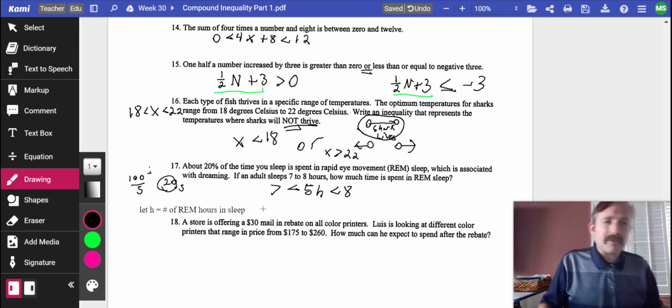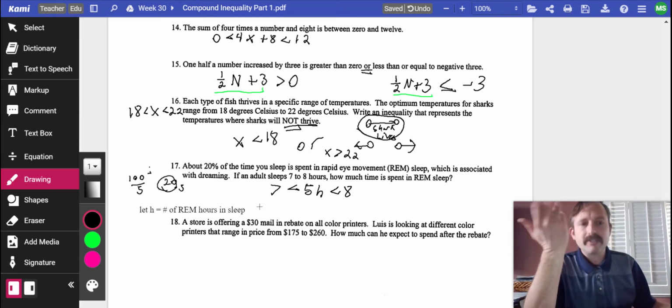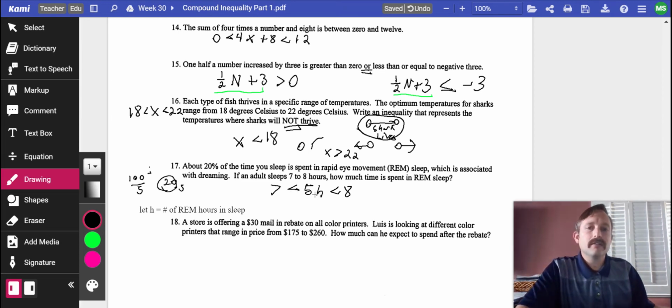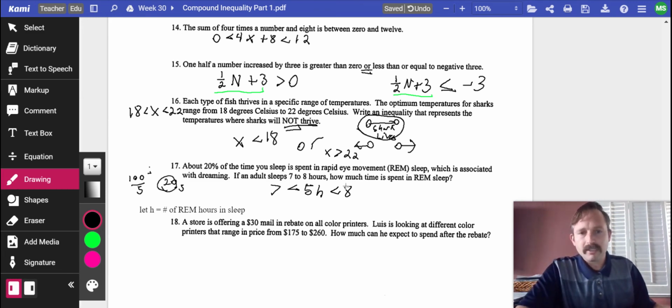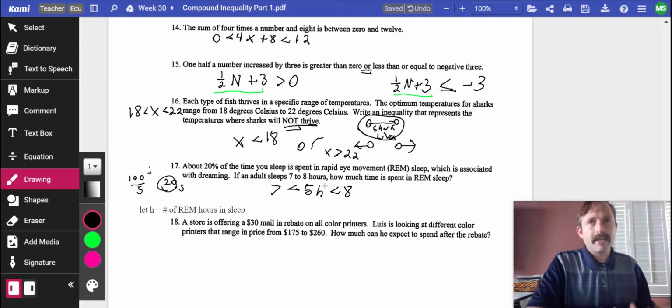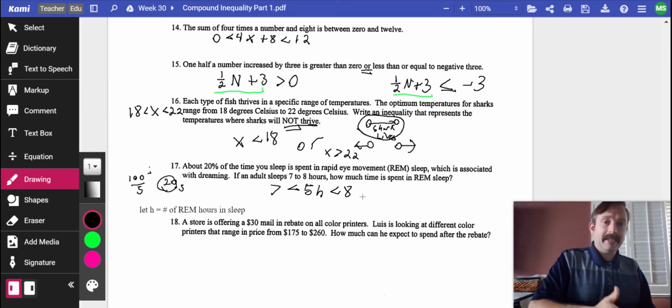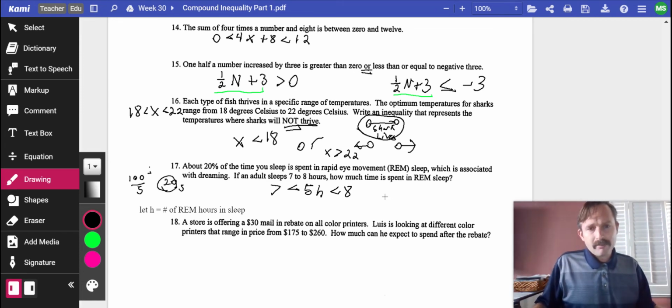Now this is one of those how do you get fractions, how do you get percentages type of deal. But just remember this. Let's say this total was 100. We'd want to have 5 times what equals 100? 20%. Well, we know it's 20%. So it's 20% times what equals 100. And that's where we come up with 5. So 5 times H would give us 8. Now this one says how much time is spent in REM sleep. So we would actually divide by 5 on both sides.